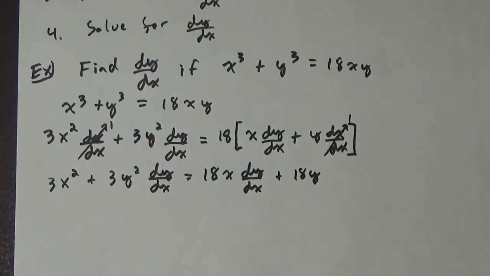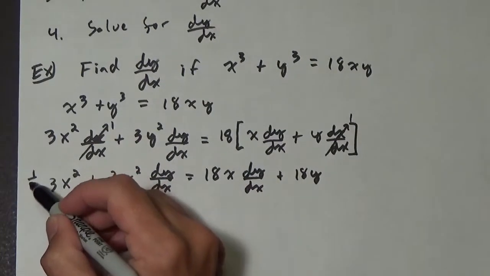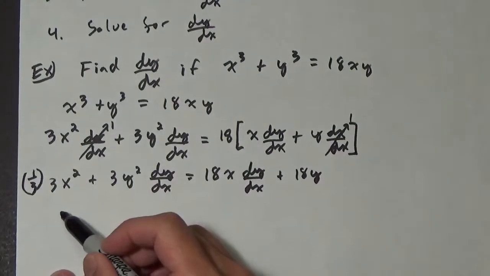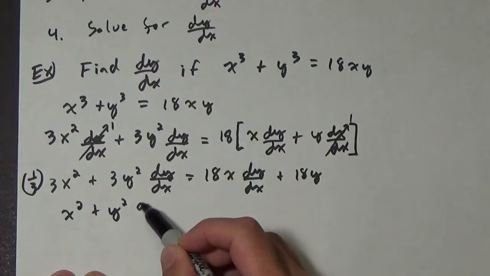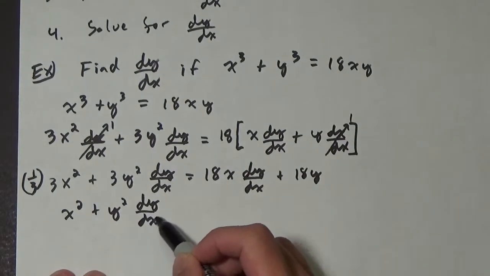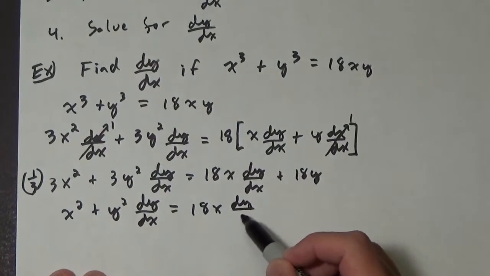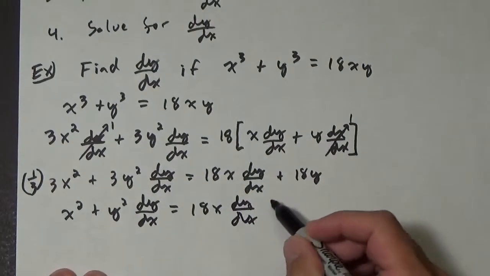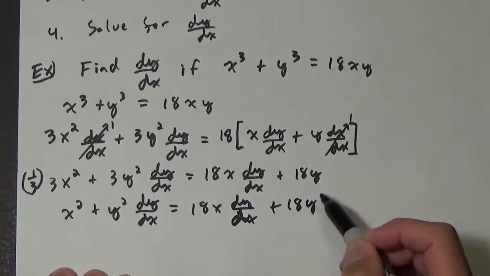Okay. Let's see. Now this is just to clean it up a little bit. I notice that we have 3, 3, 18, 18. I'm going to multiply everything by 1/3 just to clean it up a little bit. So we have x squared plus y squared dy/dx equals 18x dy/dx plus 18y.